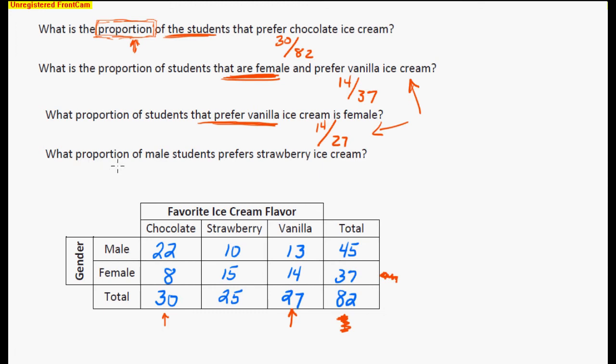This next one here, what proportion of male students, okay, male students, I know I'm crossing a bunch of stuff out here, but what proportion of male students, so there's the total number of male students, okay? What proportion of them prefer strawberries? So that would be 10. All right, so that's 10 out of 45. Okay, so be careful of the wording here. Very important that you watch that.